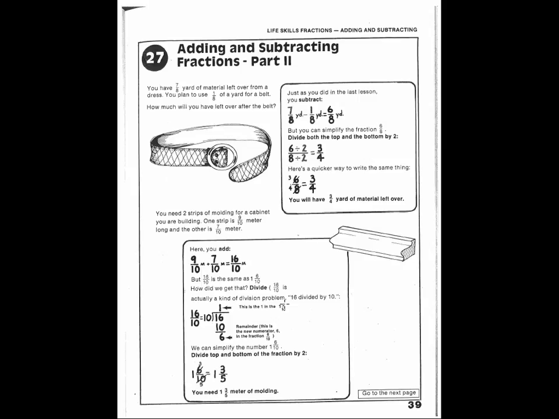because they both are divisible by 2. So you divide the top number by 2 and the bottom number by 2. 6 divided by 2 is 3, and 8 divided by 2 is 4. Here's a quicker way to do it if you don't want to show your work. But I think that the top way, the first way, is the easiest.